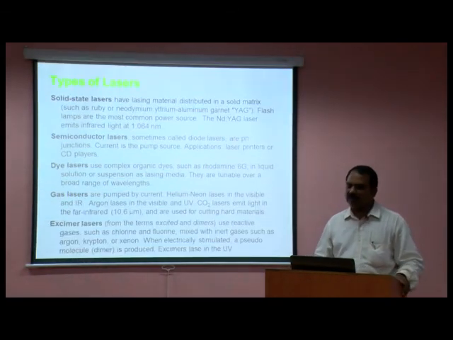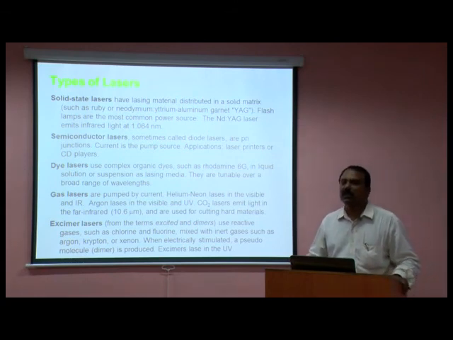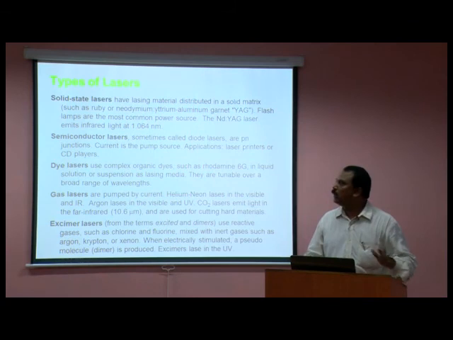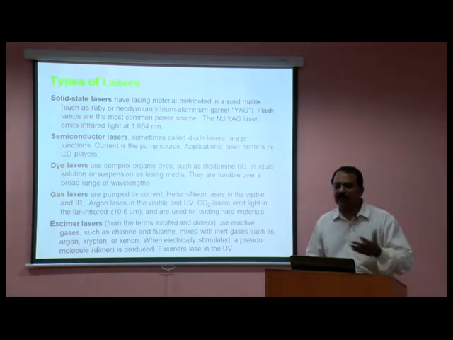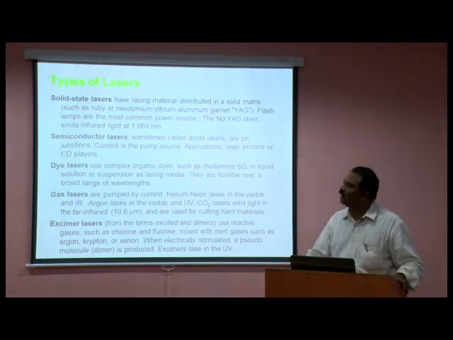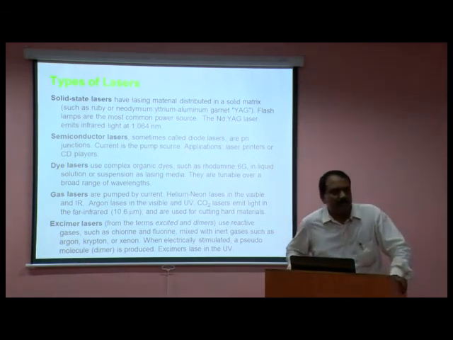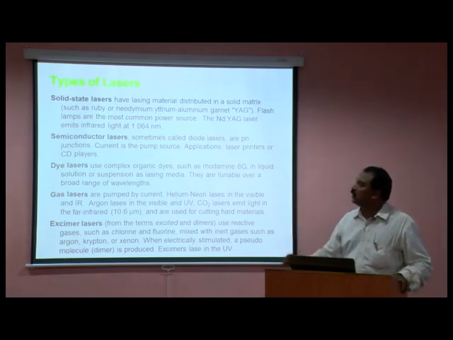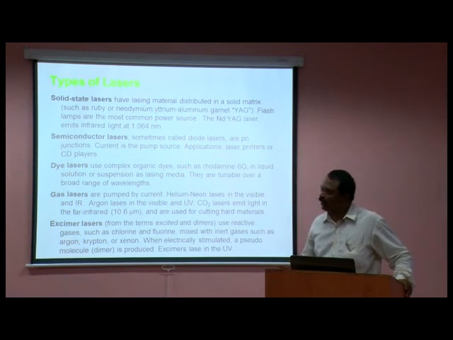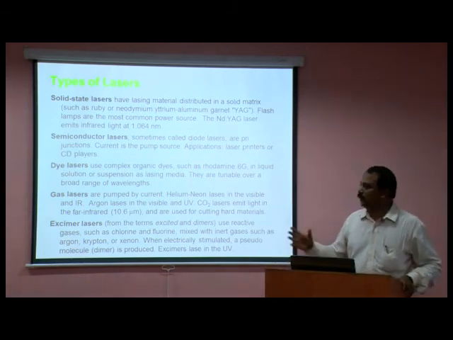Now, there are different types of lasers we can see in the market. These came only after this type of discussion, which went on for nearly 45 years. Then we were able to obtain the first laser, the ruby laser. After that, many lasers were invented: solid state laser, semiconductor laser, dye laser, gas laser, and excimer laser. Each and every laser has its own unique properties.